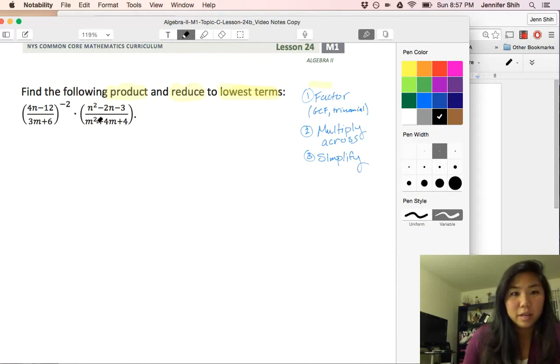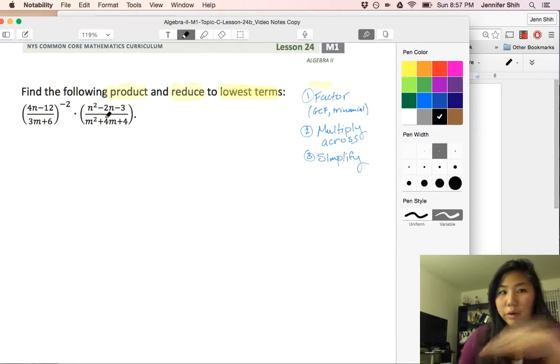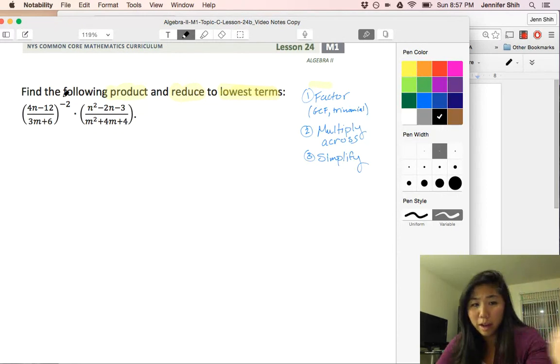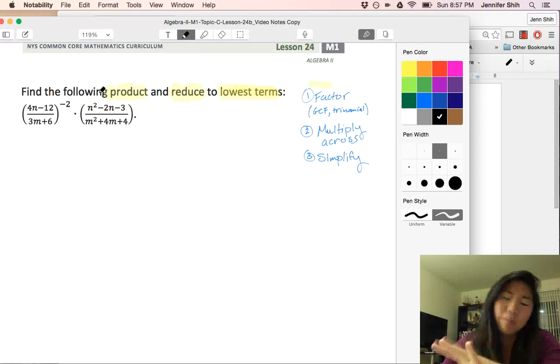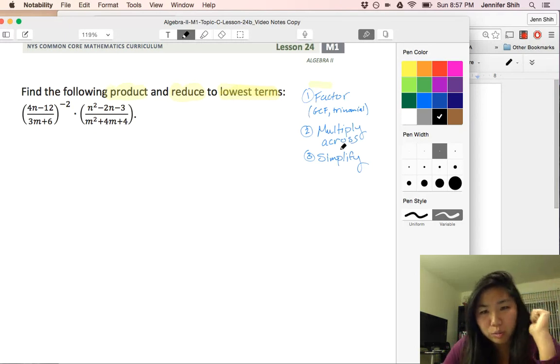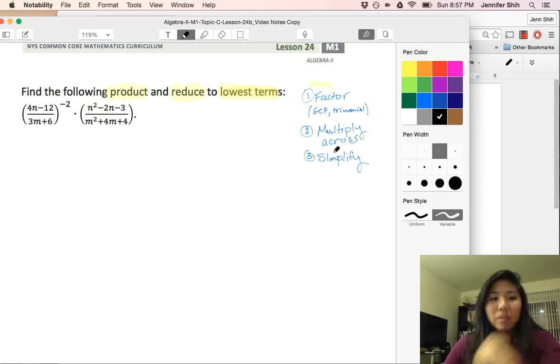I'm looking at this and I'm scanning this and a lot of things are going on. So I have a 4, and I've got a -2, I have 2 variables, I have an n and an m. So I have a lot of things going on, but I'm going to use my same 3 steps. I'm going to factor, I'm going to multiply across, and I'm going to simplify.